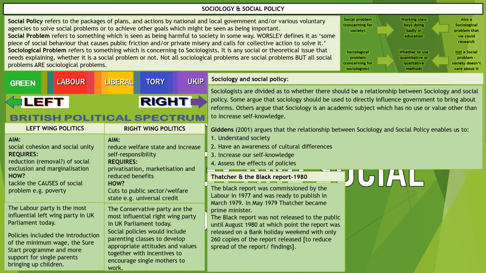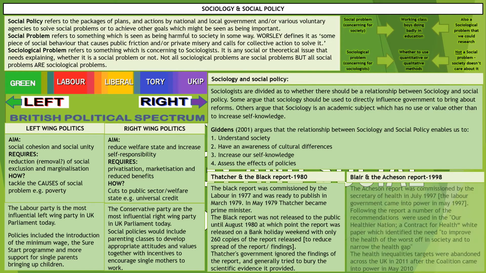When they did release it, they released it over a bank holiday weekend with only a very small number of copies being produced. This reduced the spread of the report and accessibility to it, essentially because the report highlighted a number of issues with the welfare system and the lack of support, and it encouraged increased welfare spending, which went against the Conservative ideology. So Thatcher's government essentially ignored the findings of this report and tried to bury it. So that is one example of how sociology didn't have an influence on policy and was ignored.